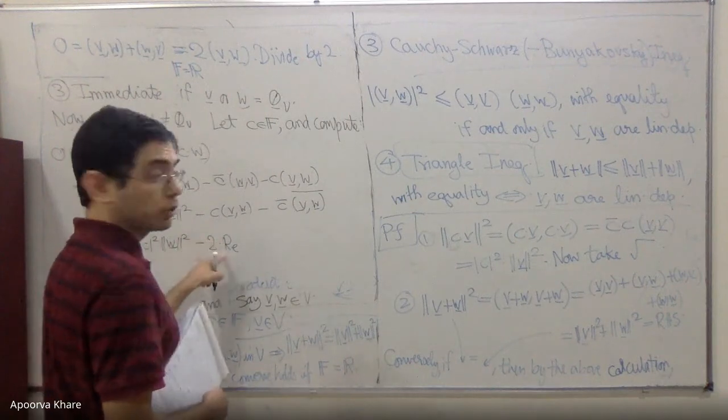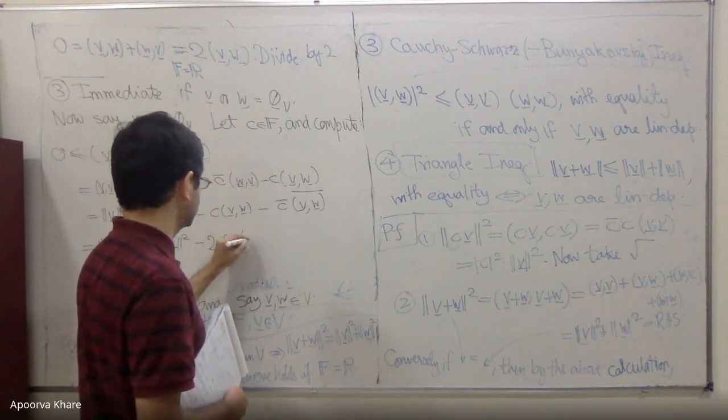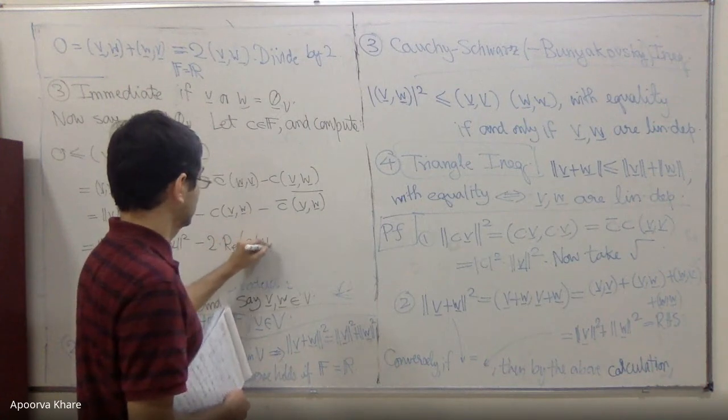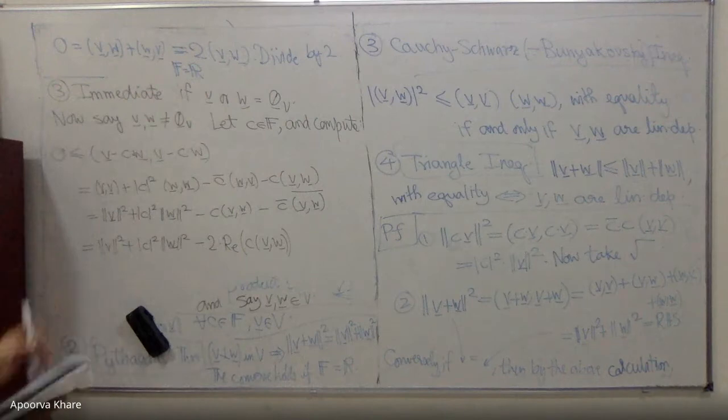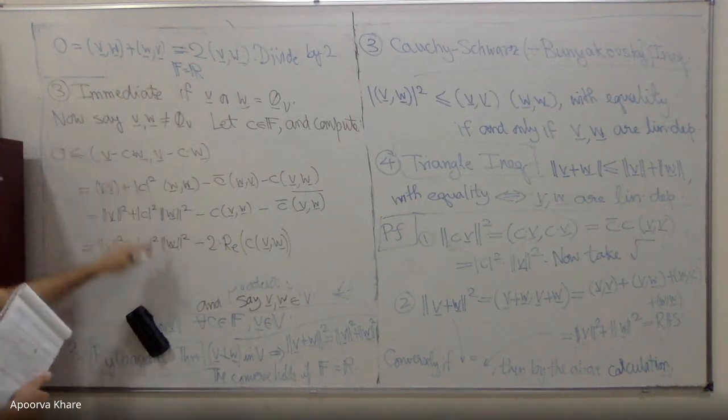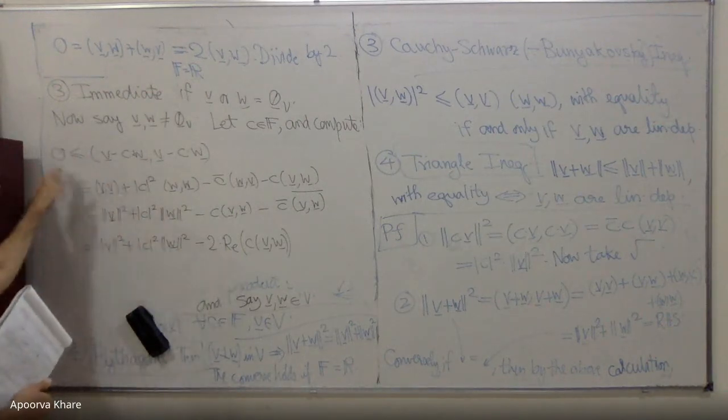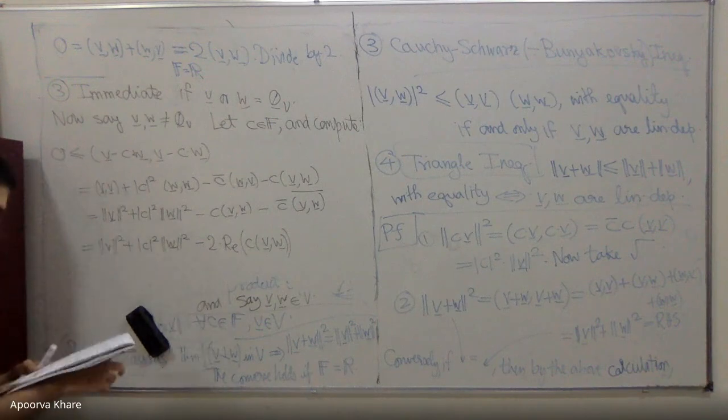So here is where you need to, of course, know what complex numbers are and what the real part is, and so forth. Okay, so far so good. So this is a calculation. So far all we have said is that this expression is non-negative for every choice of scalar C.